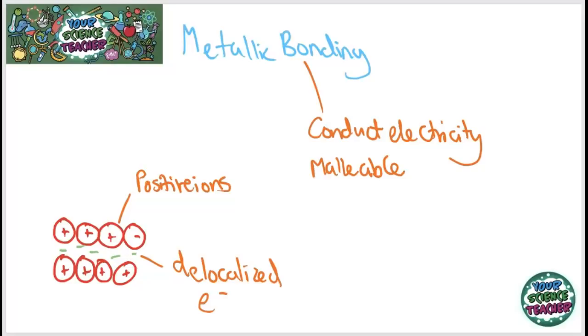They also have an extremely high melting and boiling point due to the fact that you have this strong electrostatic attraction between positive and negative. And they can be described as ductile, and ductile just means that they can be drawn into wires. And this makes them extremely useful in building things like wiring in tubes.